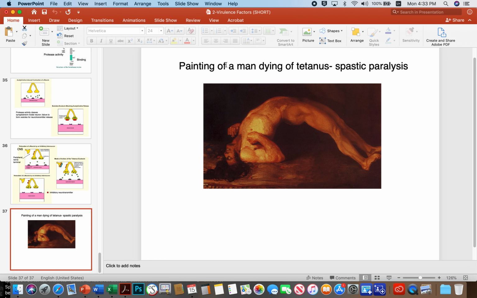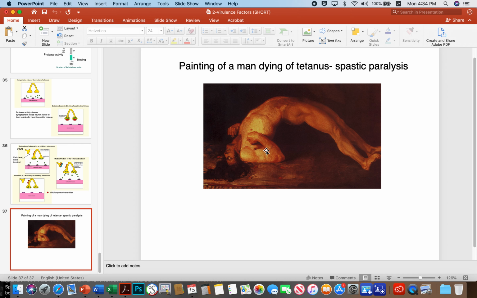This is a painting from the War of 1812, I think. No, one of the Napoleonic Wars, something like that. I think it was one of Napoleon's surgeons who drew this picture. Anyway, it's a very famous picture. I think the man's name was Bell, but it doesn't matter. This is an individual dying of tetanus, also called spastic paralysis, as opposed to the flaccid paralysis of botulism.